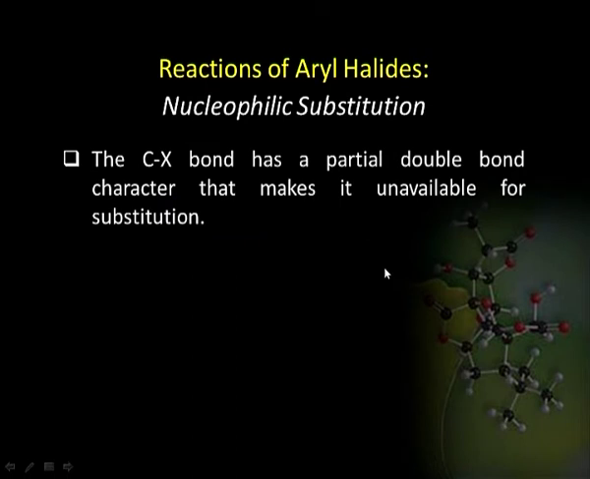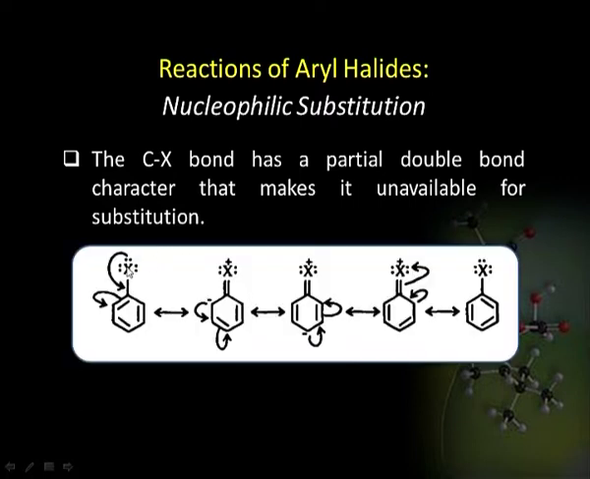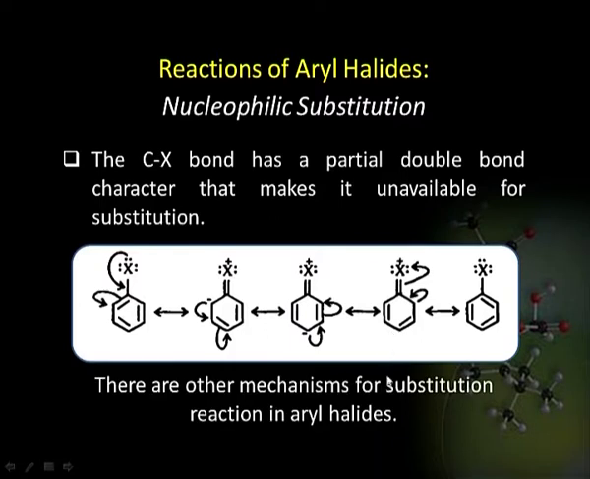The C-X bond actually has a partial double bond character that makes it unavailable for substitution. The lone pairs on the halogen atom participate in the resonating structures and give it a double bond character. As a result, the substitution becomes very difficult. Therefore, we observe other mechanisms for substitution reactions in aryl halides.